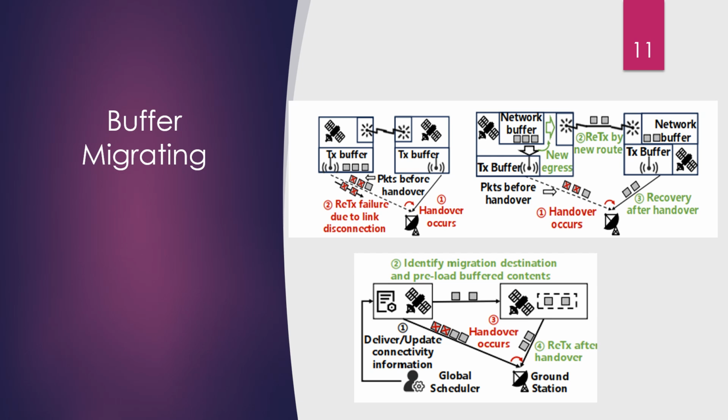To address this, SatGuard introduced buffer migration, which works in two key steps. First, before handover occurs, SatGuard identifies the next satellite that will take over the connection and proactively transfers buffered packets to that satellite. This ensures that critical data is preserved during the handover and we don't need to retransmit again.